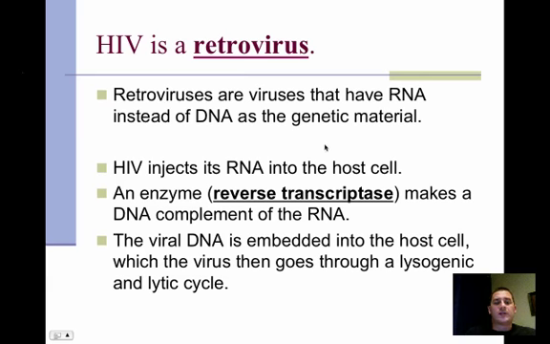HIV is a retrovirus. We know it's a retrovirus because it has RNA instead of DNA. If you remember from the first unit, when we talked about DNA and RNA, RNA is single-stranded as opposed to DNA, which is double-stranded. So once HIV injects its RNA into the host cell, it has to use an enzyme called reverse transcriptase to make a DNA complement of the RNA. It's completely opposite of how DNA replicates in the nucleus, makes an RNA form, then leaves and goes to the ribosome. It's going to have the RNA, and that's all it's going to have to work with, so it's going to make a complementary strand of DNA from the RNA.